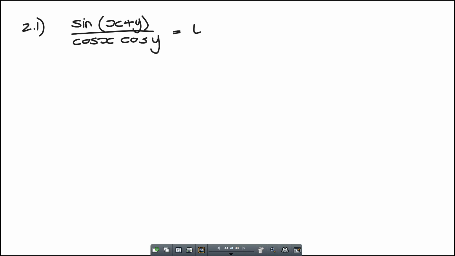Okay, now at question 2, wat vra hulle daar vir my? Bewys die volgende identiteite deur saamgestelde en dubbelhoek identiteite. So basically just prove again, but now I can use both compound and the double angles. Okay, so 2.1, we had sine x plus y over cos x cos y, en dis gelyk aan tan x plus tan y.